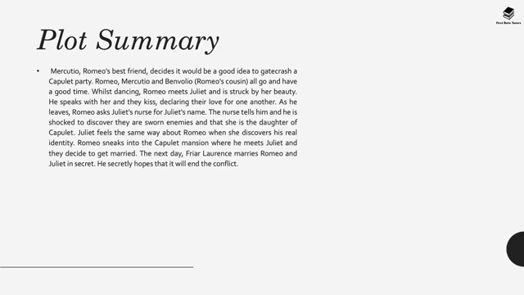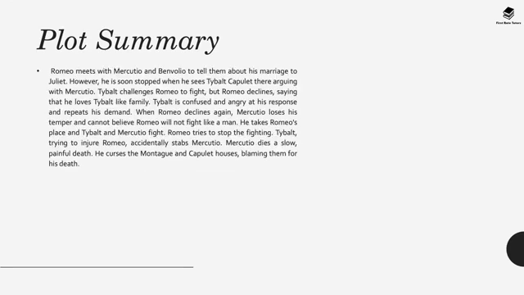The next day, Friar Laurence marries Romeo and Juliet in secret, and he secretly hopes that this will end the conflict. Romeo then meets with Mercutio and Benvolio to tell them about the marriage to Juliet. However, he's soon stopped when he sees Tybalt Capulet there arguing with Mercutio. Tybalt challenges Romeo to fight, but Romeo declines, saying that he loves Tybalt like family. Tybalt is confused and angry at this response and repeats his demand, and when Romeo declines again, Mercutio loses his temper and can't believe Romeo will not fight like a man.